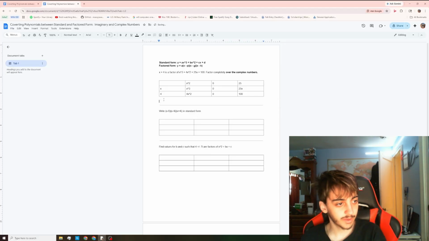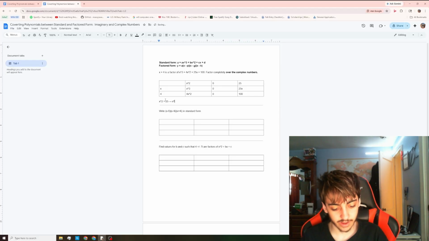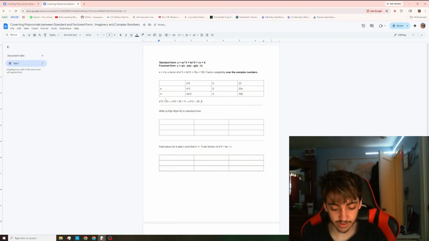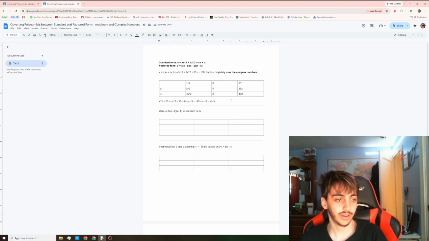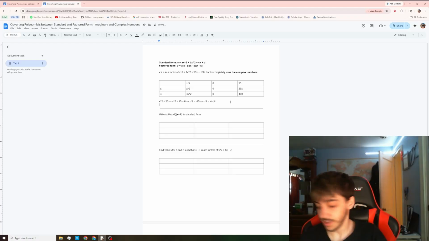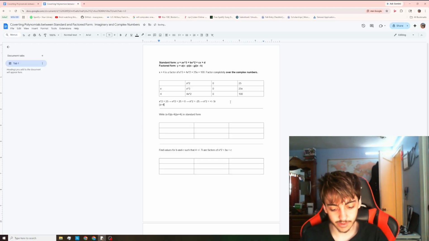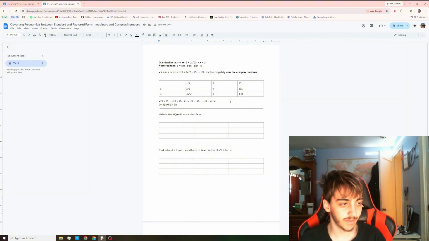So then, up at that top, we got x squared plus 25. That means that x squared plus 25 equals 0, which means that x squared equals negative 25. And then we're going to take the square root of both sides, and we'll see that x equals plus or minus 5i. So our fully factored form here is we got that original x plus 4, then we got x plus 5i, and x minus 5i. And that is our fully factored form.